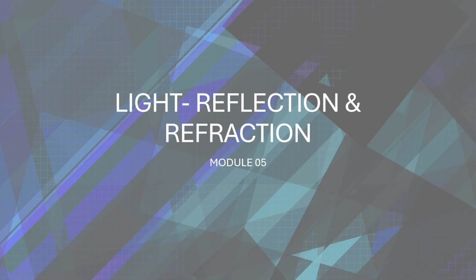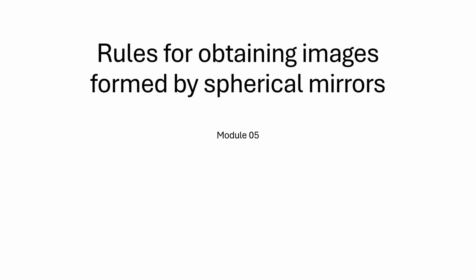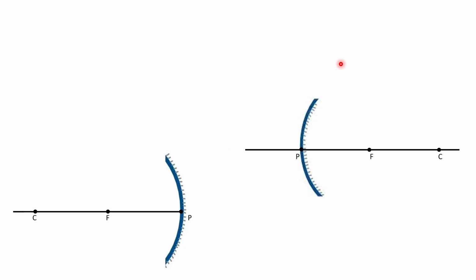Today's topic is rules for obtaining images formed by spherical mirrors. We have learned about spherical mirrors in our previous lesson. We have learned about concave and convex mirrors. So in this module, we are going to see the rules that need to be followed while drawing ray diagrams. So let's move on. I want you to draw a concave mirror and a convex mirror.